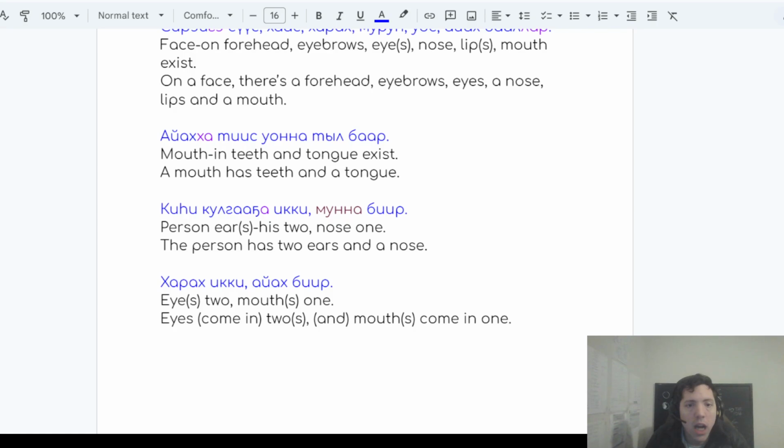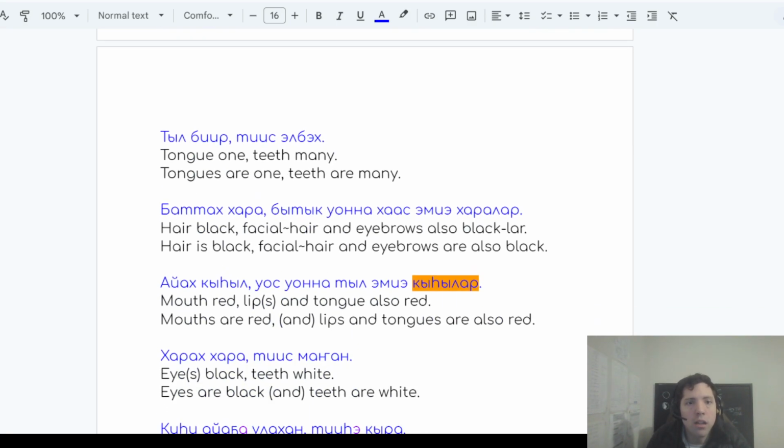All right. Harach iki ayach bir. Eyes come in twos and mouths come in one. Eyes two, mouth one. Harach iki ayach bir. Tul bir tis ilbech. Tongues are one, teeth are many. So there's one tongue, there's a lot of teeth. Tul bir tis ilbech.